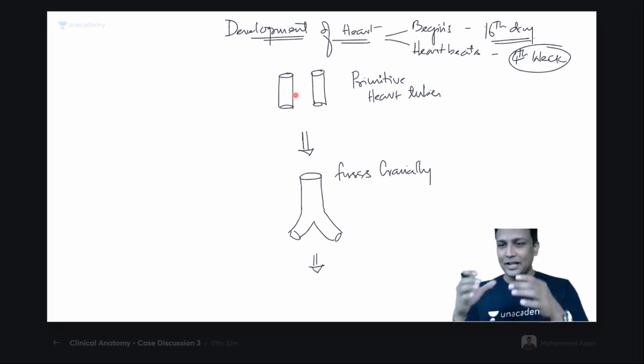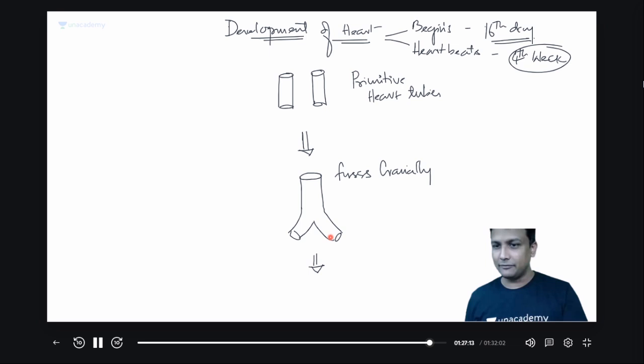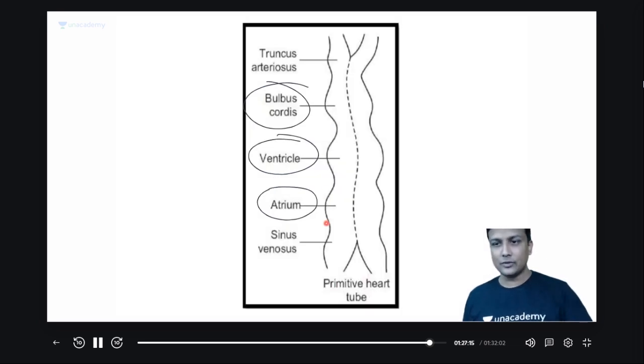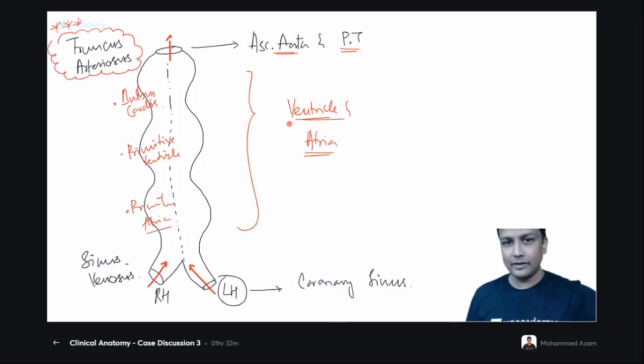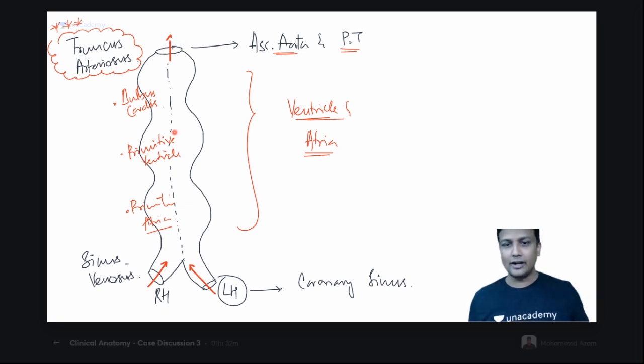Come on, sir. Initially, during the development of the heart, there will be 2 heart tubes. They will be fused cranially, and the caudal end is going to remain free. Because of this, the cranial end will be the truncus arteriosus. The caudal end will be the sinus venosus. I asked you to remember venosus. Venous will be the inflow, and truncus arteriosus will be the outflow.